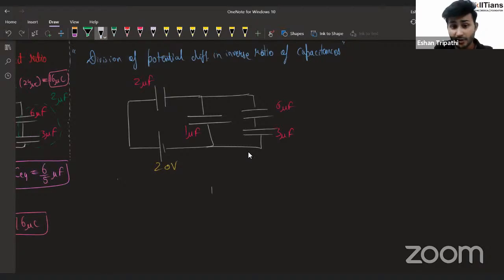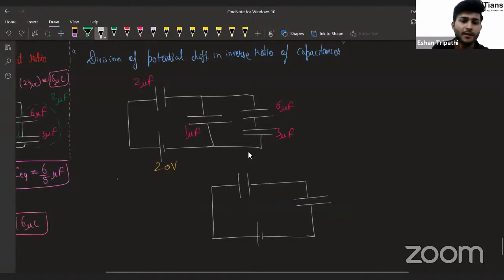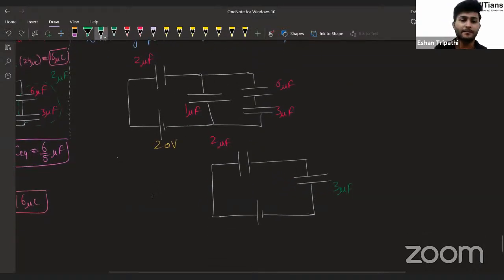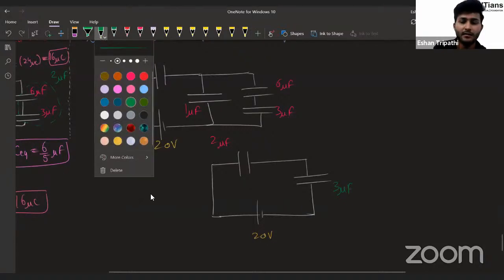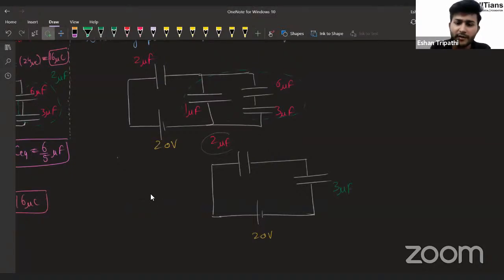So it's a little bit lengthy. It is not the best method to do this question, but still we should know all the methods. So the first one is 2 microfarad. Other one is what? Like what is the equivalent capacitance of all these three? So it's going to be 3 microfarad, right? And the overall voltage you're giving is 20. Like I'm saying, all these three combined are 3 microfarad. So in the inverse ratio, the potential is going to divide.